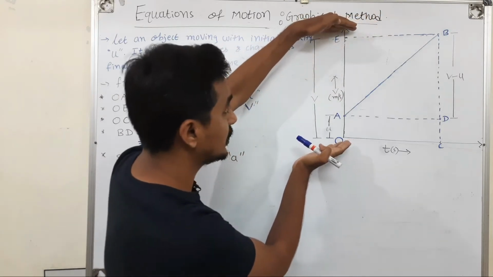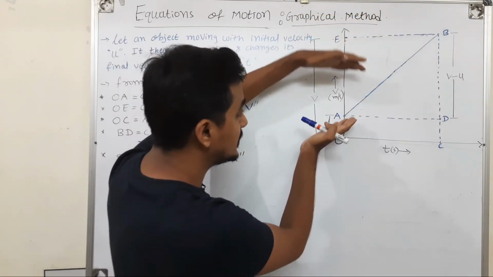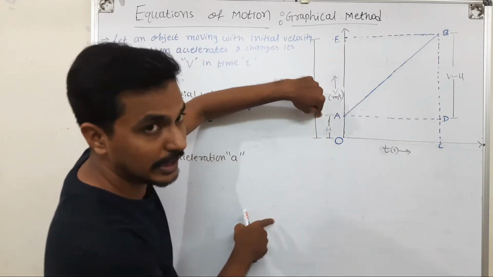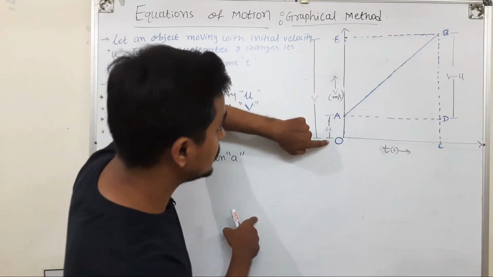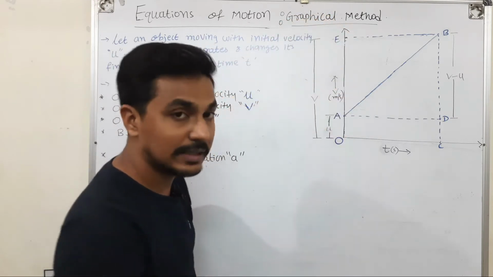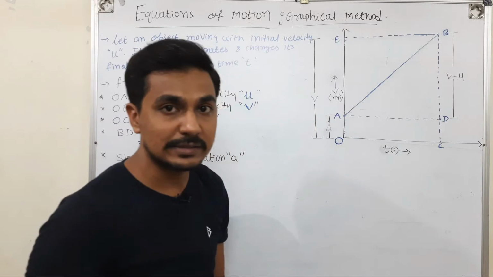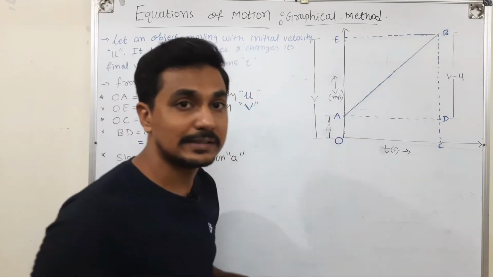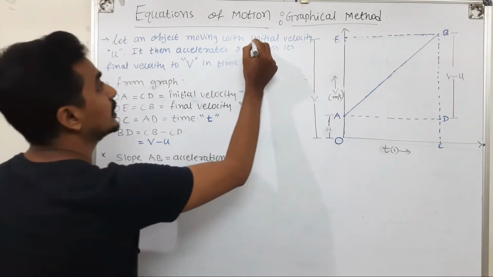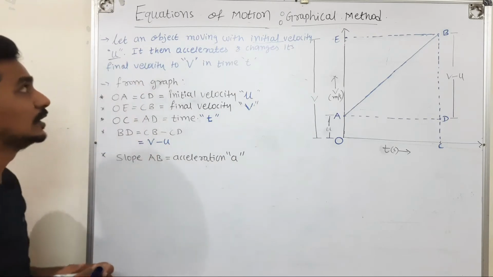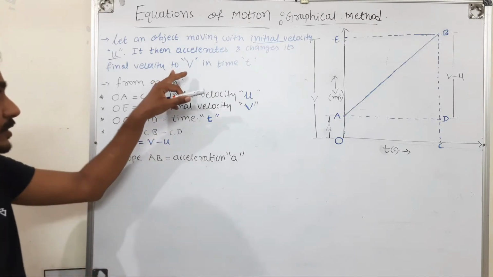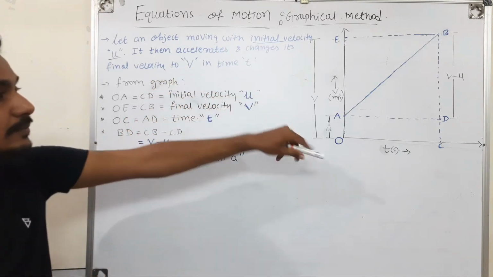So this is the velocity v which is acquired, and this is the initial velocity, right? The initial velocity was, suppose, from 0 to 10 meters per second. Then the final velocity is from 0 to 30 meters per second. So this indicates the final velocity, this indicates the initial velocity, this particular line indicates the time, and this slope indicates the acceleration. So let an object moving with initial velocity u accelerate uniformly and change its final velocity to v in time t.